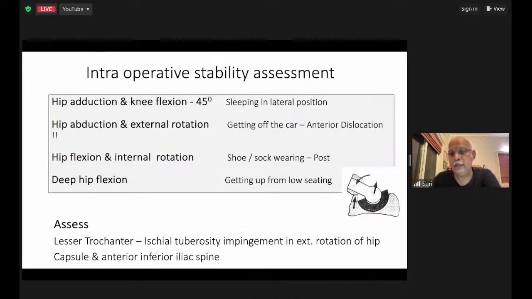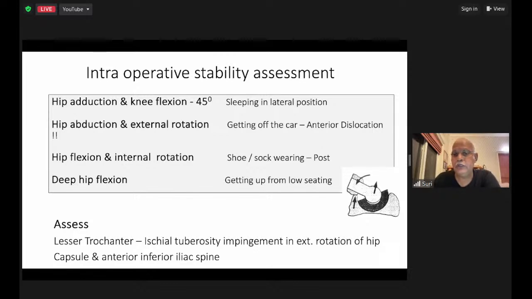To avoid all this, one thing we need to get clear at the end of our trial implant or the final implant is to assess intraoperative stability. That is hip adduction and knee flexion, the typical position you take in the lateral functional position, sleeping in the lateral position, so that there is no adduction or impingement on the anterior inferior side. Hip abduction, external rotation, getting off the car. This is the position you take when you swing your leg out. So make sure there is no impingement between the tip of the trochanter and the superior part of the acetabulum.